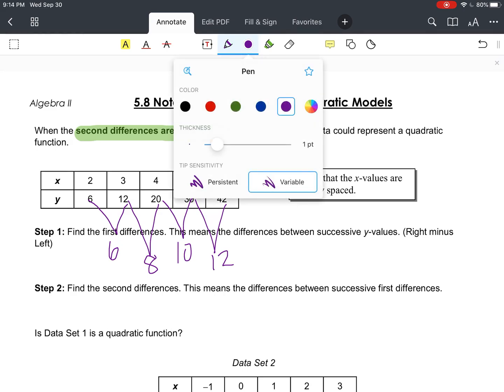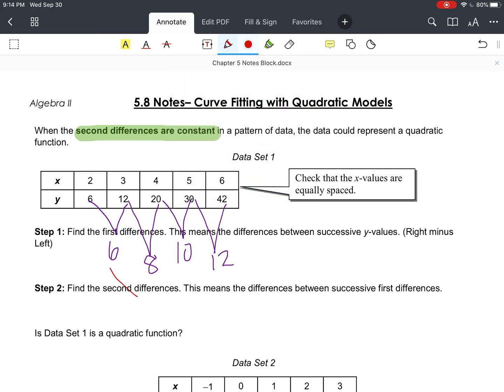So we did it once. Notice our numbers are not the same, so we're going to do it again. This model is not linear. They're not the same, so let's do it another time. 8 minus 6 is 2. 10 minus 8 is 2. 12 minus 10 is 2. Now all three of my numbers are the same, so my second differences are constant.